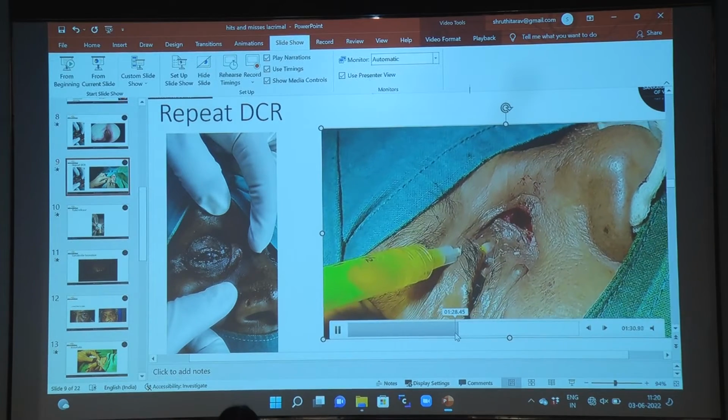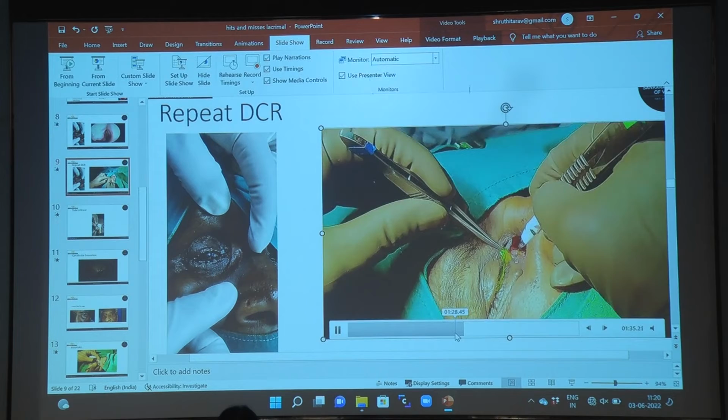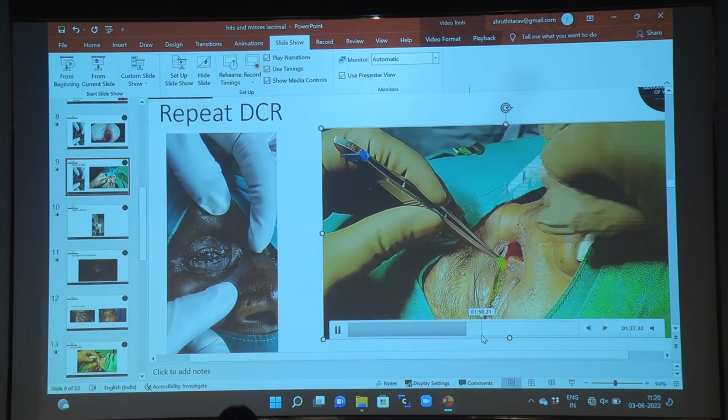And inflate the residual sac. Sometimes the residual sac you can actually inflate and make a sac flap as well.